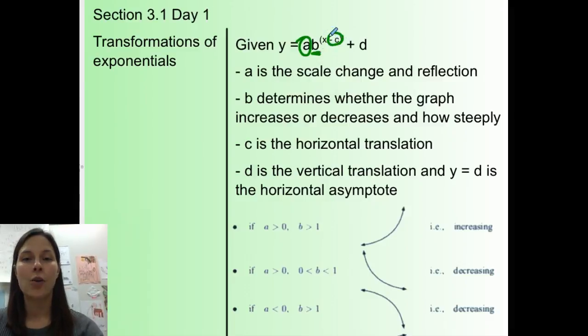C is a horizontal shift. It's grouped with the x. You won't always see parentheses. If it's in the exponent, it is with the x, so it would be opposite from the way that it looks. And then finally, we have our plus d, which is a vertical shift.